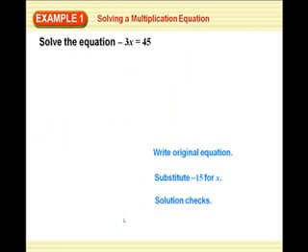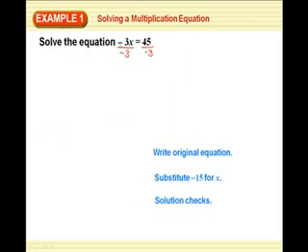This is -3 times x. Our job is to still get the letter by itself. So we say it, I always say it out loud, -3 times x. And I say to myself, what's the opposite of timesing by -3? And that would be to divide by -3.